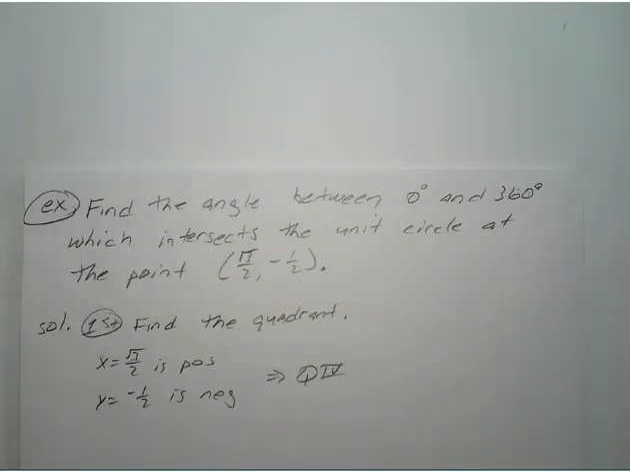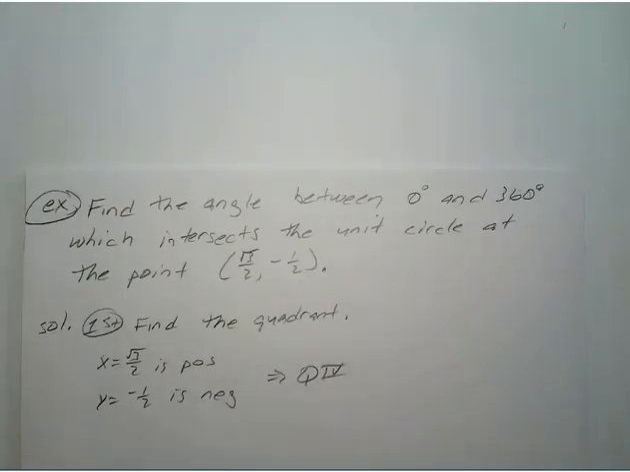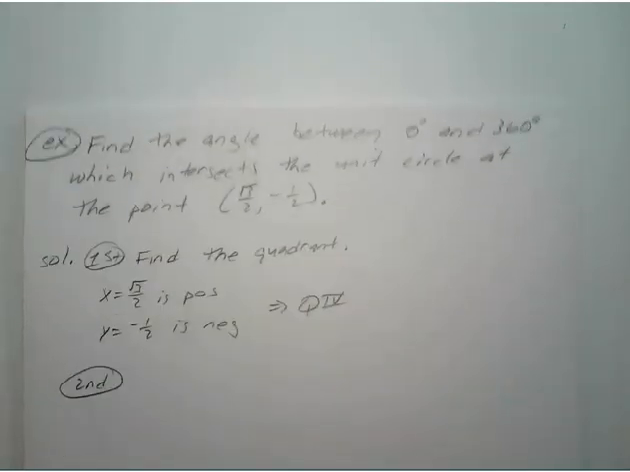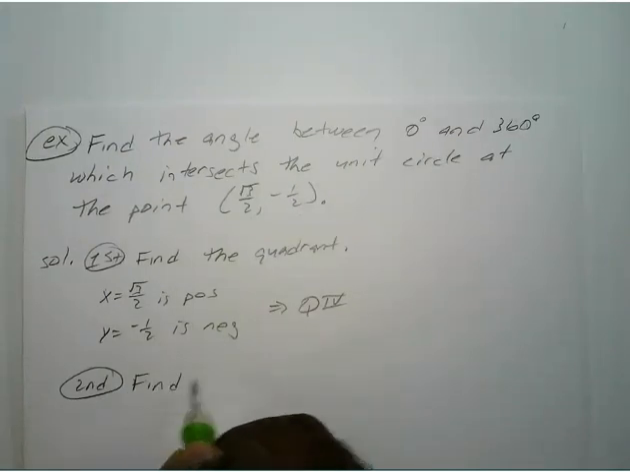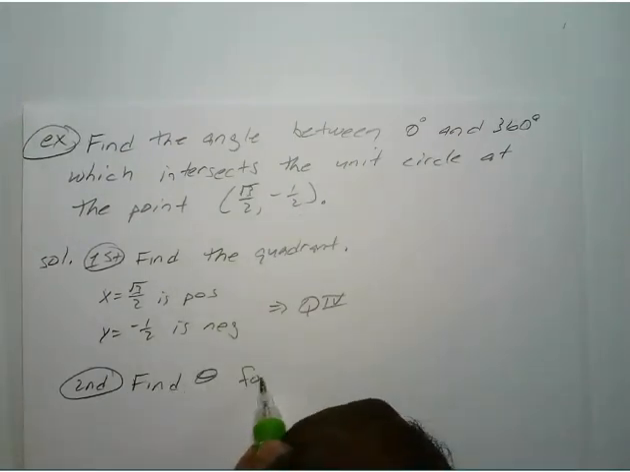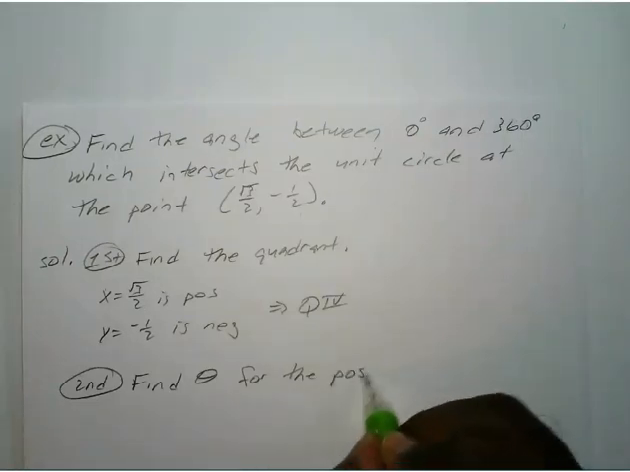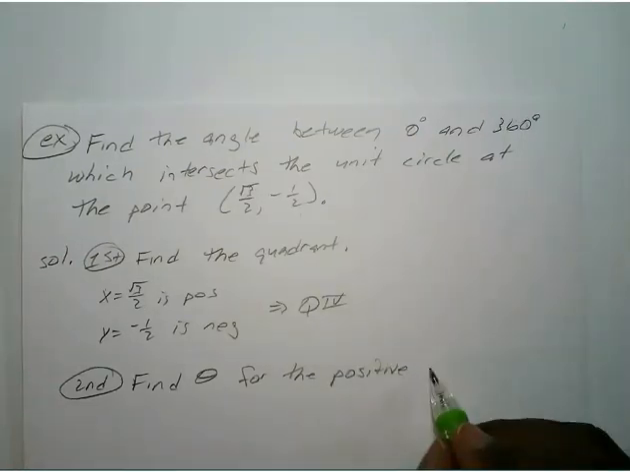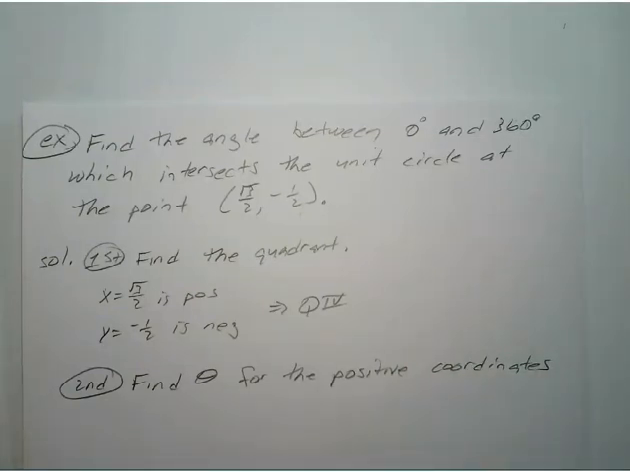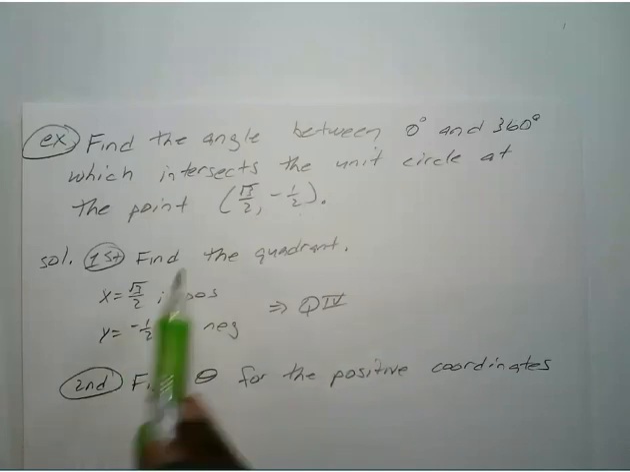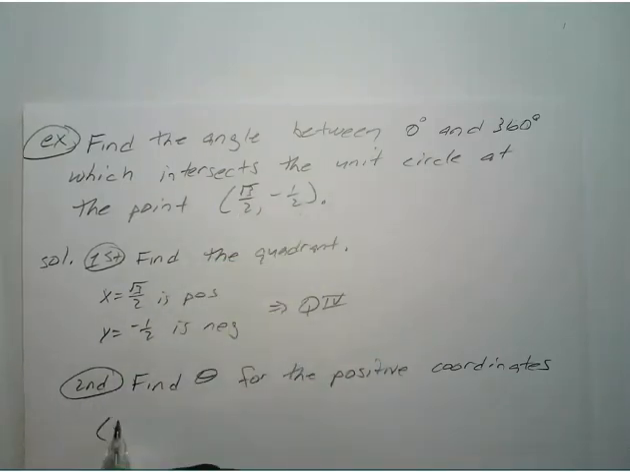How about our second step? We find theta for that value there. For those two positives, we find our angle for the positive coordinates. Both of those are positive: square root of 3 over 2 and 1/2.